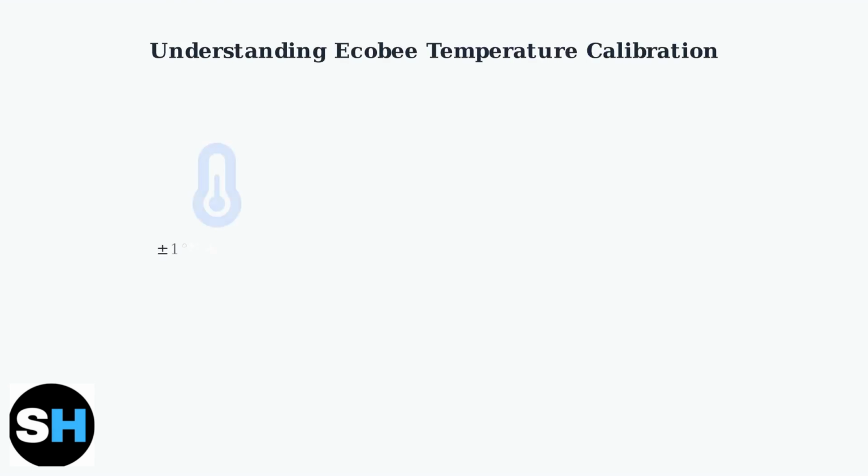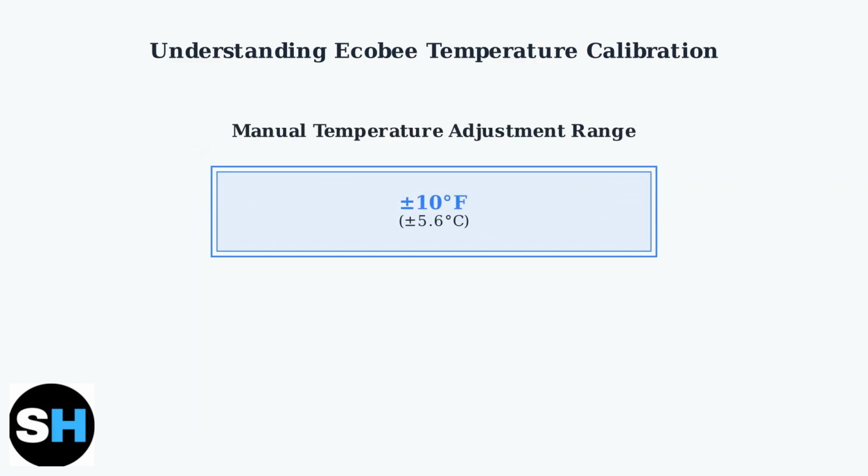Ecobee thermostats are generally accurate to within a few degrees, but factors like placement near heat sources, direct sunlight, or drafts can cause temperature discrepancies. Fortunately, you can manually adjust the temperature reading by plus or minus 10 degrees Fahrenheit or plus or minus 5.6 degrees Celsius to compensate for these placement issues.